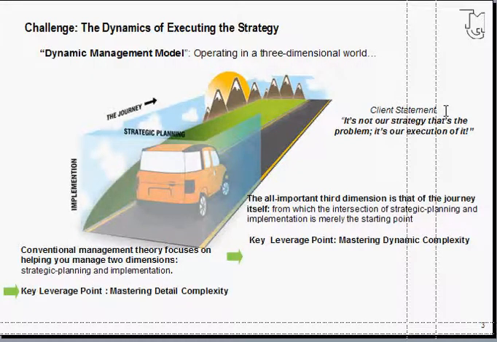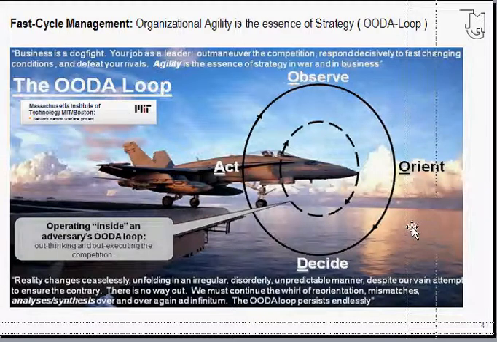A typical client statement like this is, it's not our strategy that's the problem, it's the execution of it. It means mastering the dynamic complexity in a highly competitive environment. So the basis for success is that you are mastering what we call the fast cycle management principles. The organizational agility is the essence of strategy, and what is the basic theory? It is called this OODA loop.